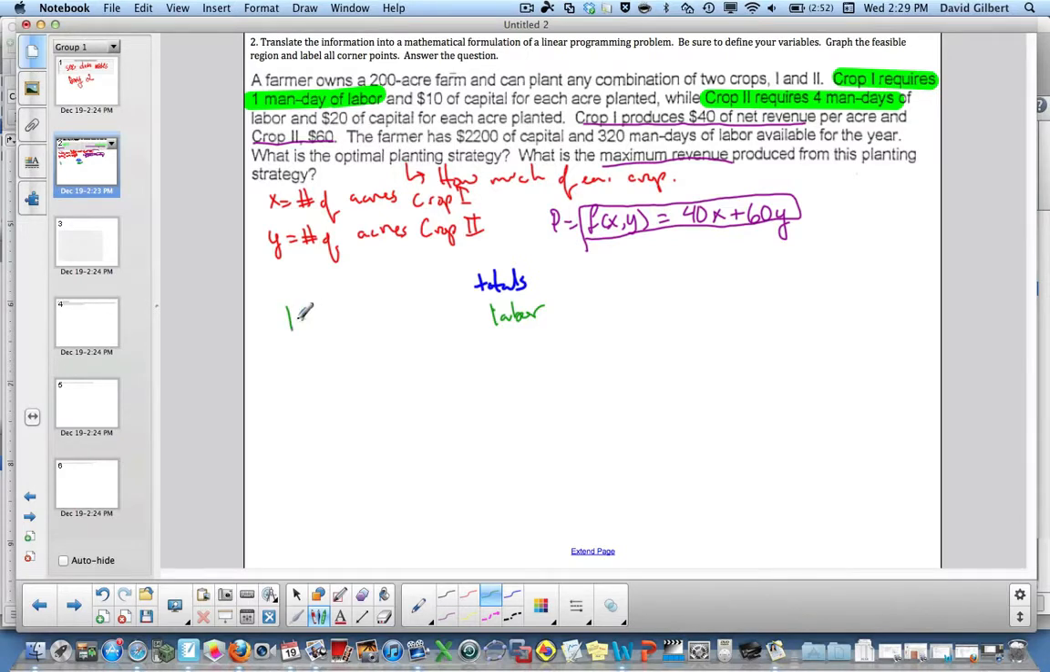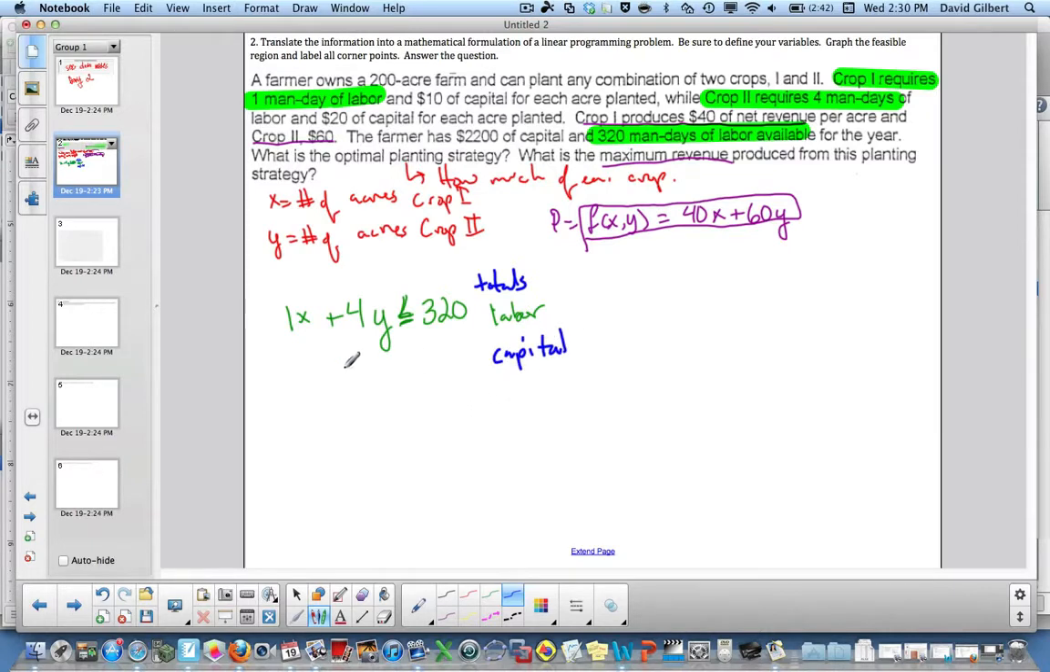So 1 man day times the number of acres of crop 1 plus 4 man days times the number of acres of crop 2 equals, how much does he have total available? 320 man days available. So if it was exactly equal, it would be 320. We want less than or equal to 320 because the maximum available is 320. Alright, our next constraint is going to be the capital.